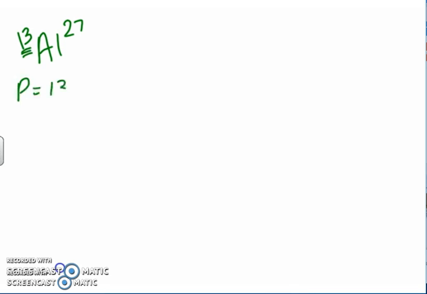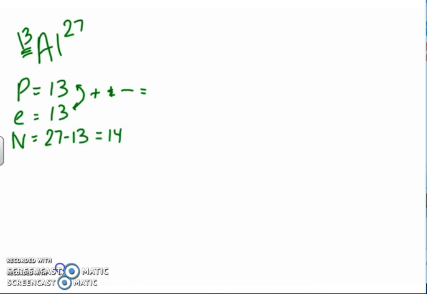Okay, so there's 13 protons. Same number of electrons again, because we want the same number of both so that we have an equal, neutral atom. Otherwise, it's not neutral. And then for the number of neutrons, we're going to subtract 27 minus 13, and we'll get 14 neutrons.